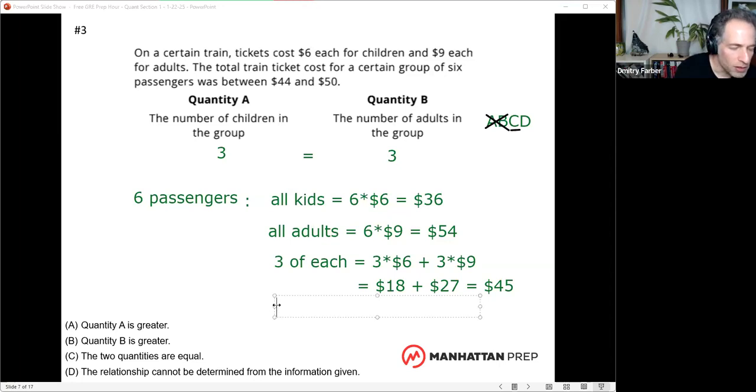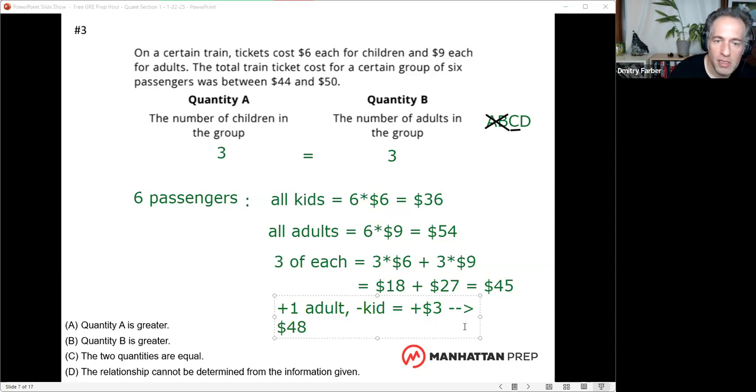But if I switch over, plus 1 adult, instead of saying 4 adults, 2 kids, I'll just say plus 1 adult minus 1 kid. That's going to be another $3, right? It's $9 instead of 6. So that'll be 48. That's still in the range. So what this tells me is I can't have more kids than adults, probably just for the best.